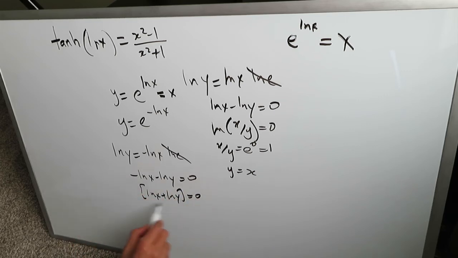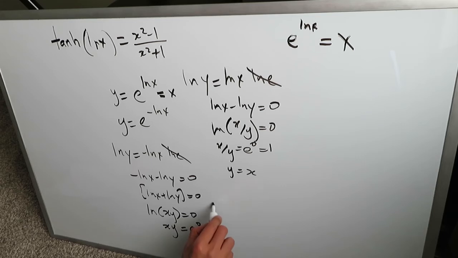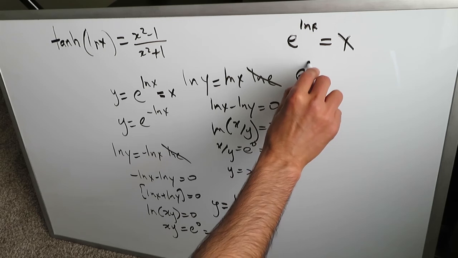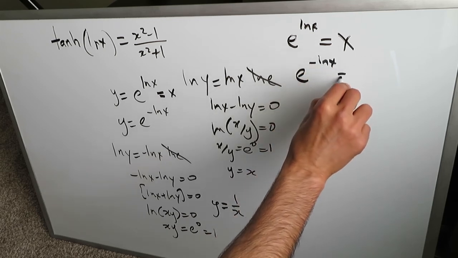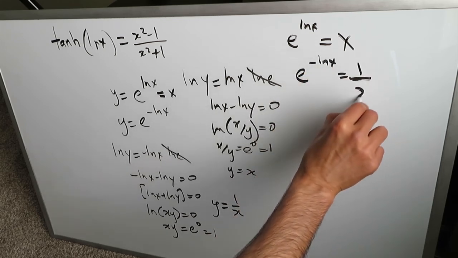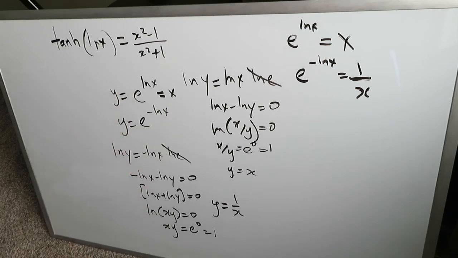Properties of logarithms, when they're adding, they're multiplying. Ln xy is equal to 0. Take the natural log on the other side. Xy is equal to e to the 0, which is equal to 1. So what is y equal to here? Y is equal to 1 over x. So when you see e to the power of minus ln x, you should be putting 1 over x. And these substitutions will come in for this question.